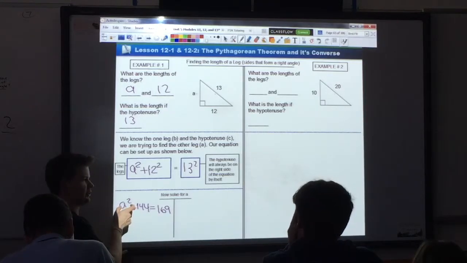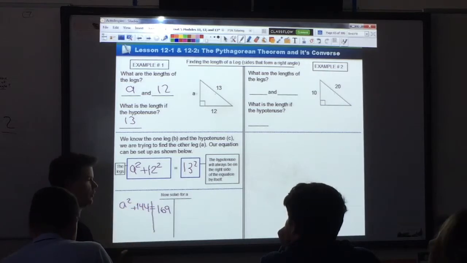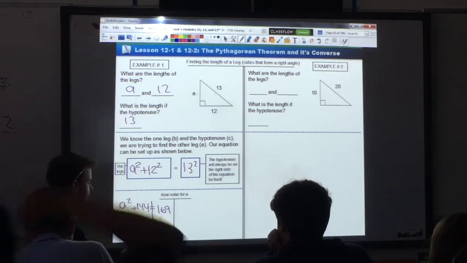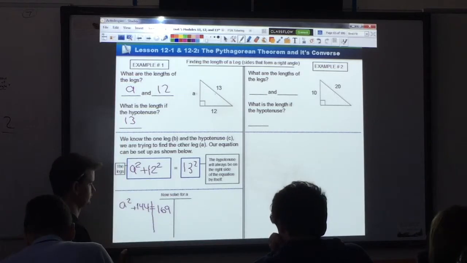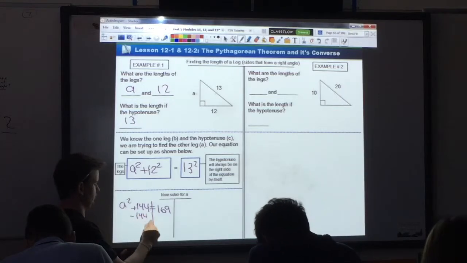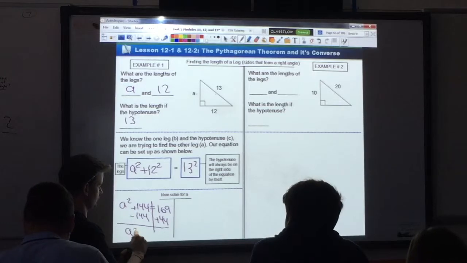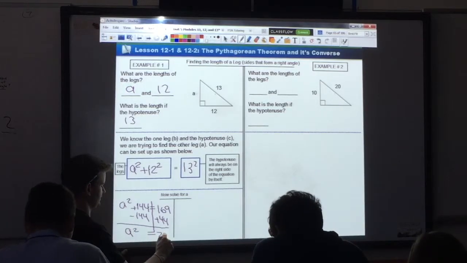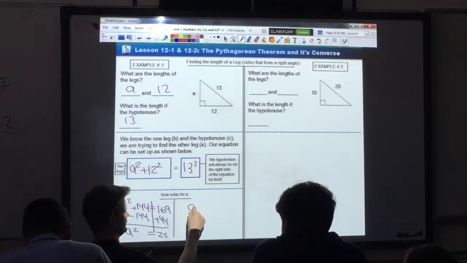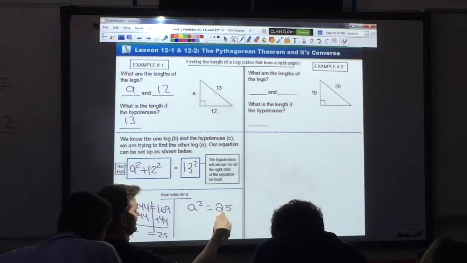Notice we're actually going to have to solve this equation a little bit now. We have to get the A term isolated on the left side of this equation all by itself. So what would I do? You need to subtract 144 from both sides. So I subtract 144 from both sides, and I'm going to get A squared is equal to 25. That looks like a familiar number. I think we might know how to find this now. So A squared equals 25. Lucas, what do I have to do now?